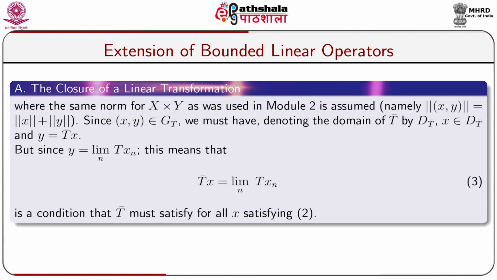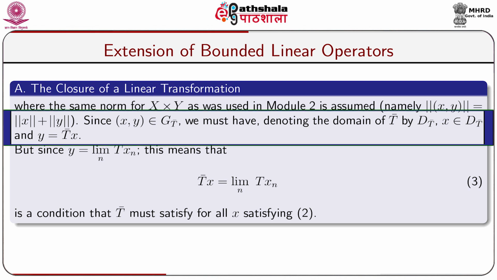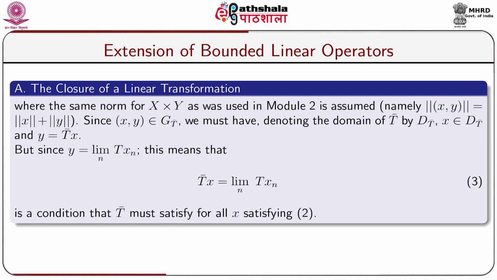where the same norm on X cross Y as was used in module 2 is assumed, namely the norm of the pair (x, y) is equal to norm x plus norm y. Since the pair (x, y) belongs to GT bar, we must have, denoting the domain of T bar by D(T bar), that x belongs to D(T bar) and y equals T bar x. Since y is equal to the limit of Txn, this means that T bar x equals the limit of Txn, which is a condition that T bar must satisfy for all x satisfying equation number 2.